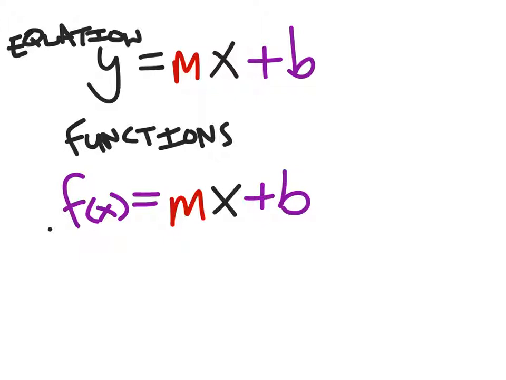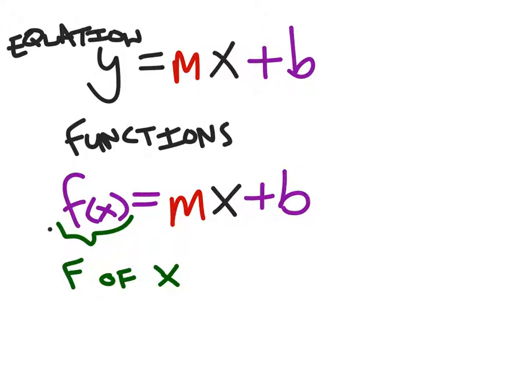Now here's how this would be said. Just this part right here. That would be said f of x. What that means is this is a function, f stands for function. It's a function of x, meaning that whatever value we get there, which is actually the y value, will depend on whatever the x value is.